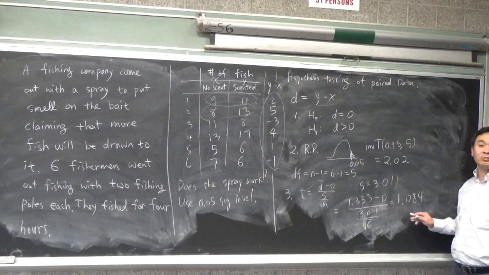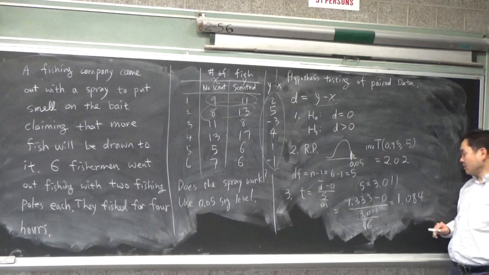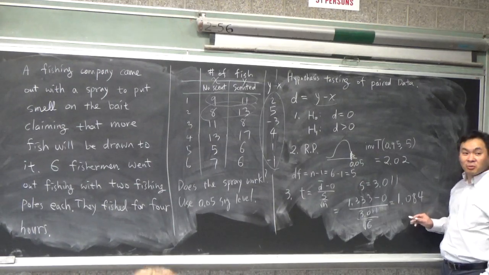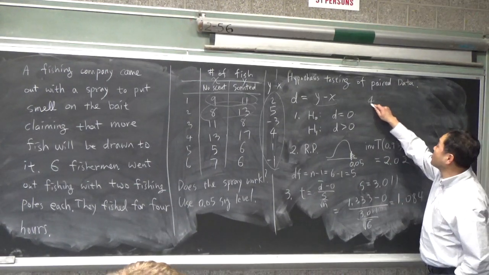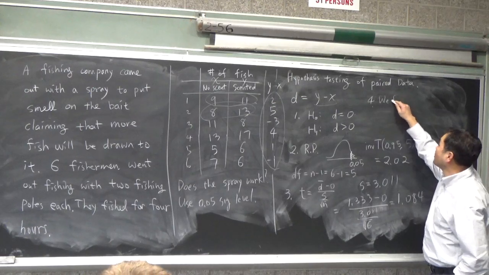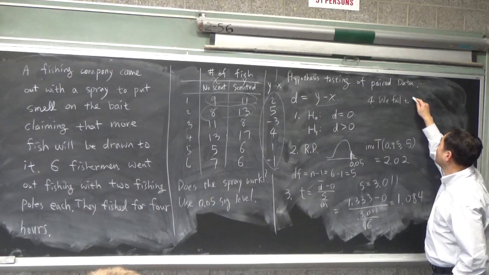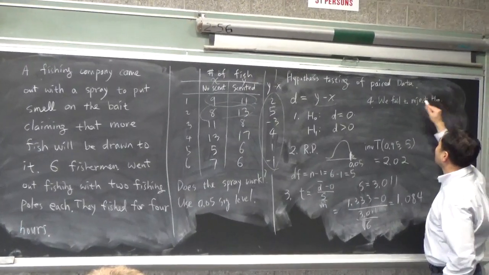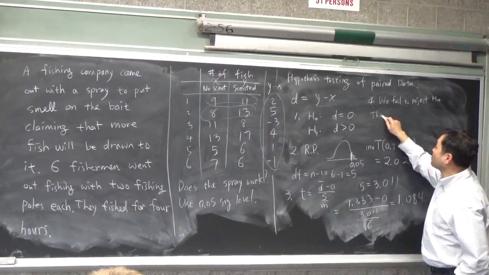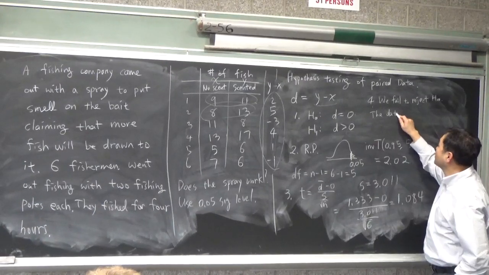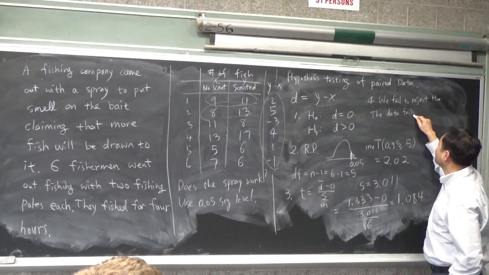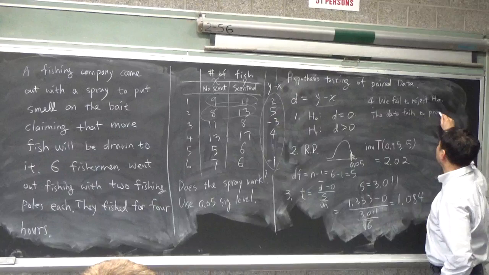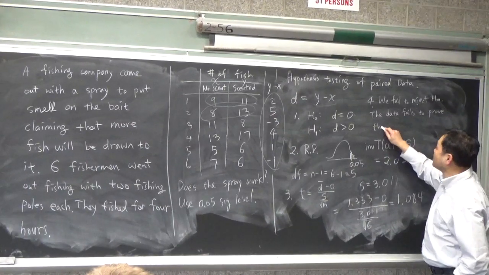Did you get this value as well? Yeah. All right. So because this does not fall in the rejection region, number 4, you have to say we failed to reject the null. So the data does not prove, fails to prove that the scent is effective.